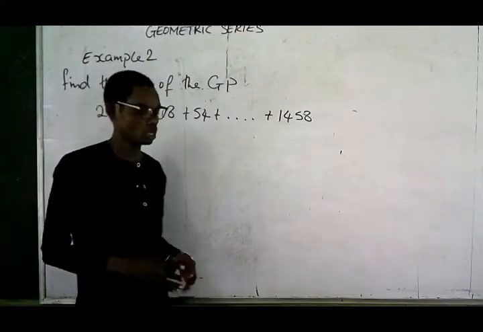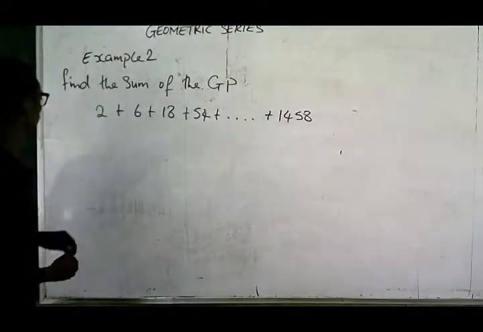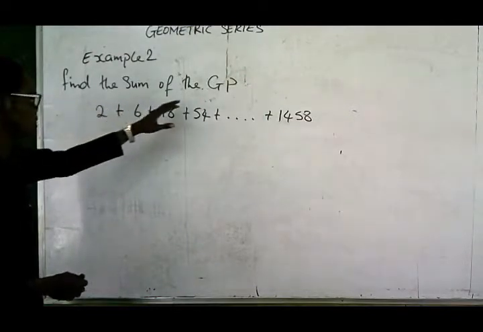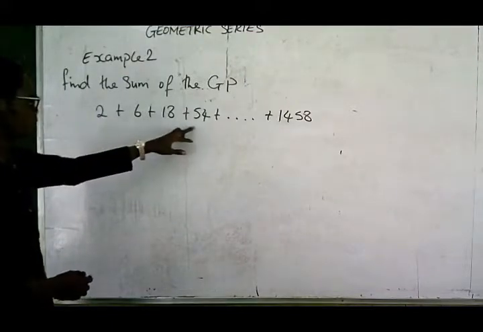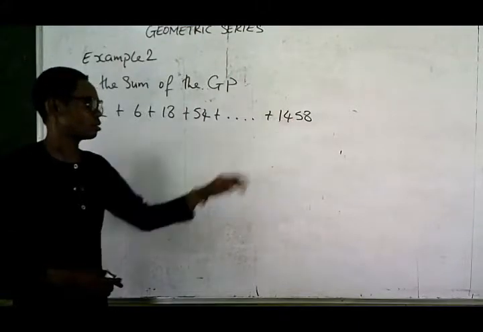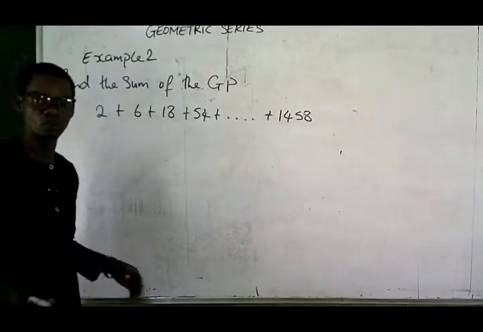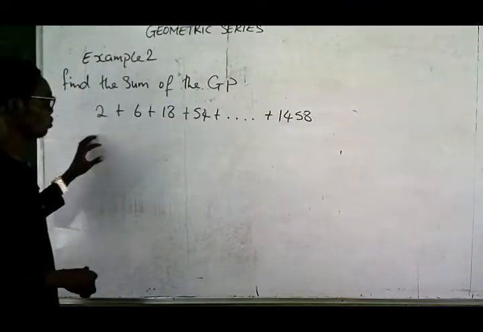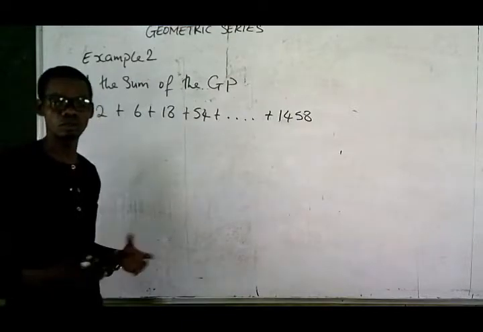Now here is another example. Example 2, which says find the sum of the GP: 2 plus 6 plus 18 plus 54 plus, up to the last term, which is plus 1458. Now we are asked to find the sum of this geometric series. So what do we do?